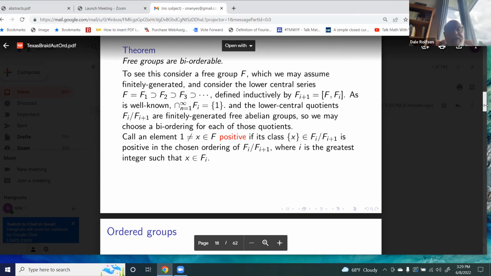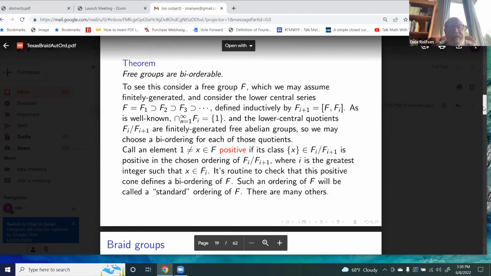And we'll call an element positive, a non-identity element, if you look at the last Fi in which it survives, and if it's positive in that chosen ordering of Fi mod Fi plus 1, then we'll call it positive. Otherwise, it's not. So that defines a positive cone, and it's fairly easy to check that that's a two-sided ordering of the free group. We call that a standard ordering of the free group, and there are many others. Well, there's uncountably many of these, but also many others too.